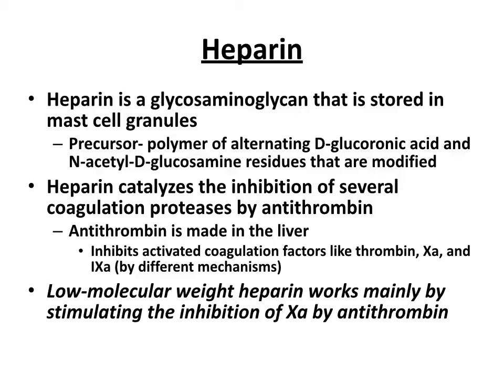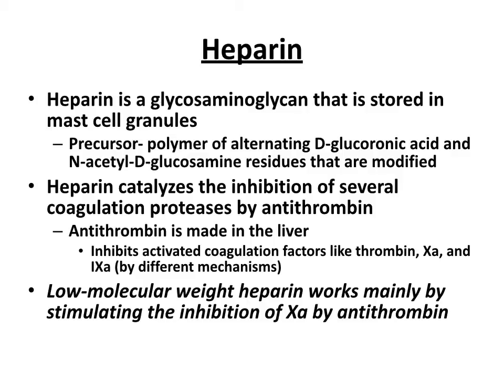Okay. So heparin is made naturally, right? It's made endogenously. It's a glycosaminoglycan that gets stored in mast cell granules, and it has a precursor that I'm not going to really get into right now, so we'll just skip that line there. So what heparin does is it catalyzes inhibition, keyword here, catalyzes inhibition of several coagulation proteases by antithrombin. So essentially, heparin makes antithrombin work better to inhibit coagulation factors.